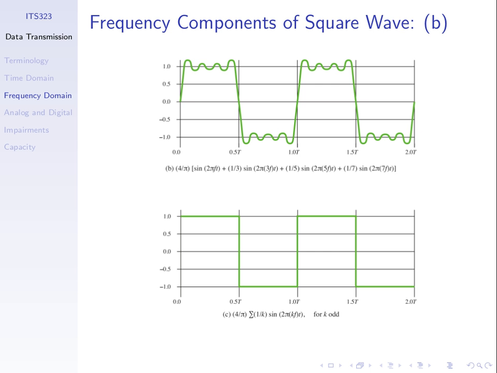In the next slide, this plot has 4 components. We'll look at the equation shortly. And in the bottom plot, we have an infinite number of components, which leads to a square wave or a digital waveform.